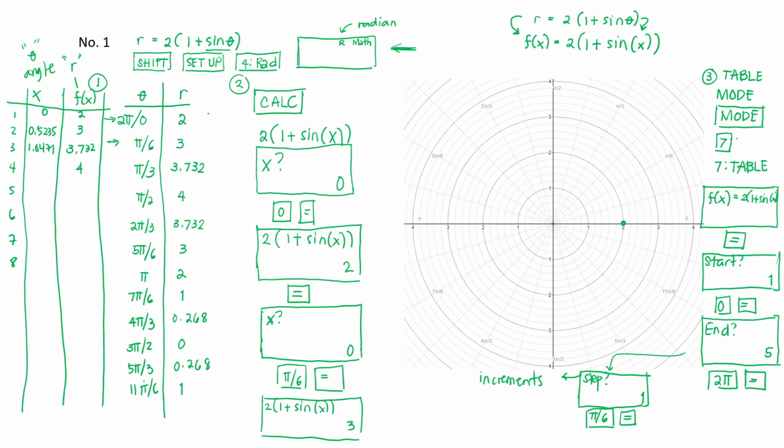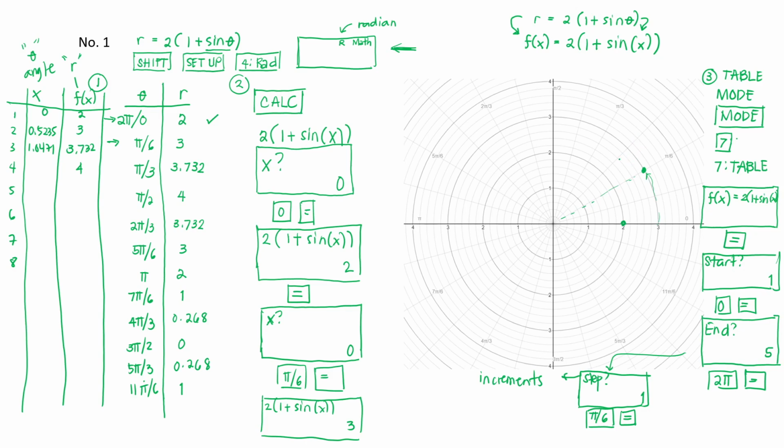So check this one. The next is pi over 6, so that will be 3. So 3 going towards the 60 degrees, I mean the 30 degrees. That is the line of action, or the line of sight, of your pi over 6 angle. So that is your 3.